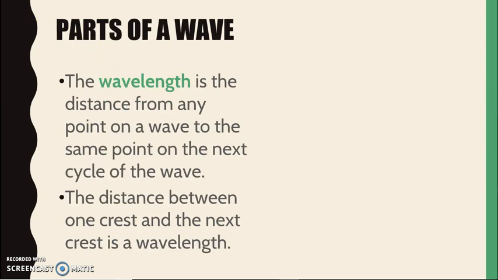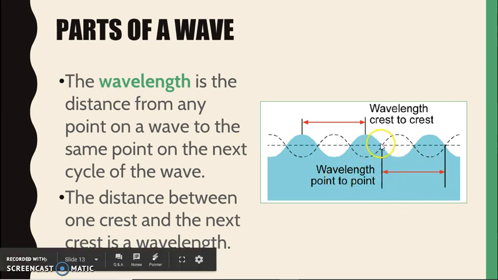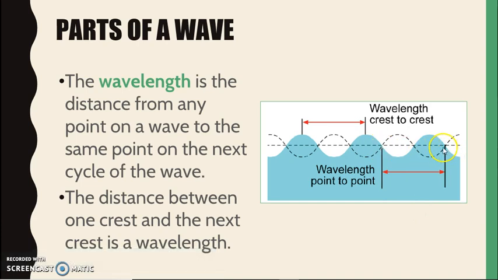We also want to talk about wavelength, how long a wave is. So the wavelength is the distance from any point on a wave to the same point on the next cycle of the wave. So for example, the distance between one crest and the next crest, or the distance between one trough and another trough, or the distance between any random point and any other random point in the same spot on the next wave. I like to go from crest to crest or trough to trough just because that's easier.